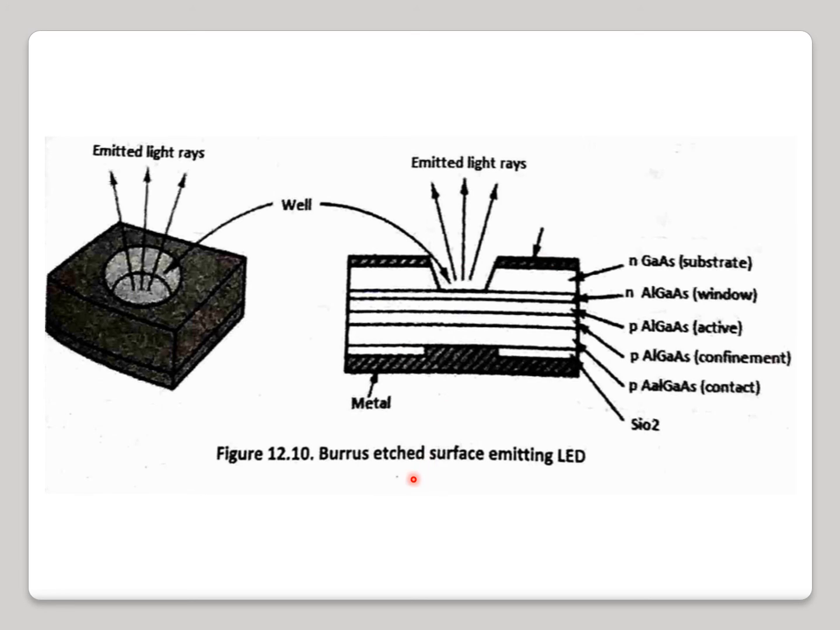Here we can see Burrus etched surface emitting LED. So this is a type of surface emitting LED. Here a well is etched on the surface of the LED so that the light or the optical signals are produced from a small area. The device will be more efficient than a standard surface emitting LED.